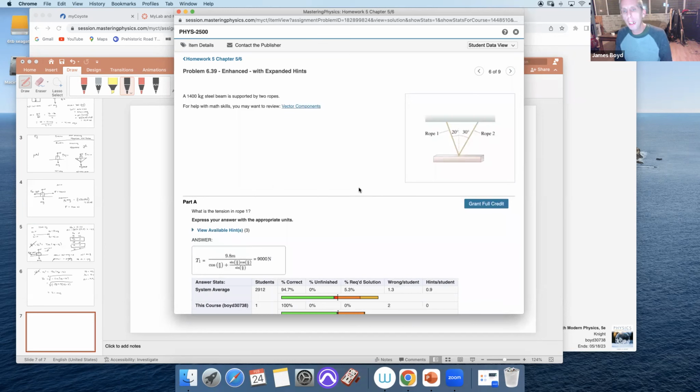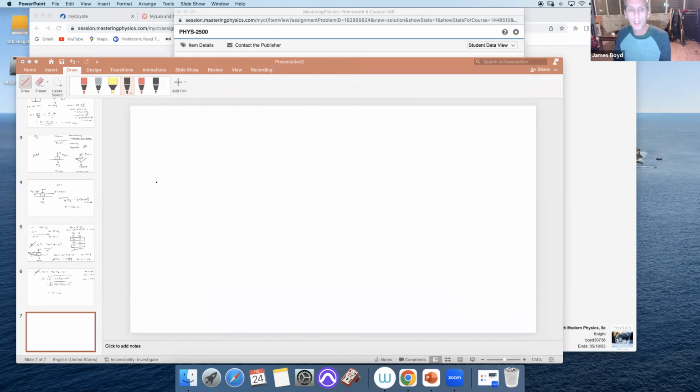Now, this one we kind of did already on the worksheet, but now we have different angles. We have an angle of 20 degrees and an angle of 30 degrees. So this is T1, this is T2, 20 and 30. And they're holding this mass up.